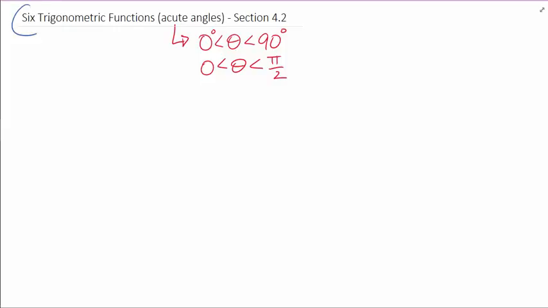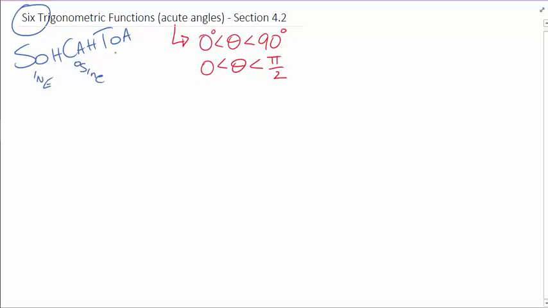We're going to need to be comfortable with both of these unit measurement systems. We also are going to discuss 6 here, which might seem new to a lot of people because for a long time we have known SOHCAHTOA, which involves the 3 primary trig functions of sine, cosine, and tangent. But today we're going to introduce 3 new ones.